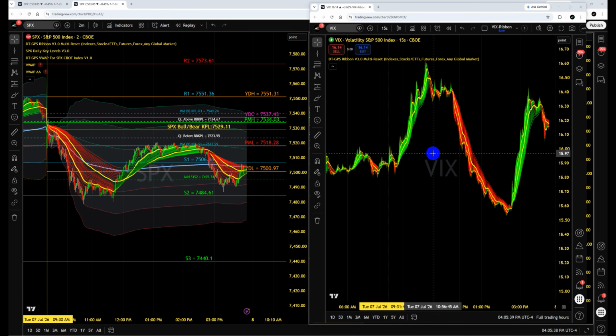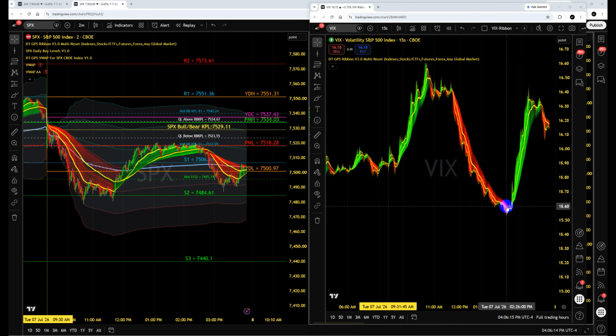The more information that you can get without being too confusing. So I like to leave it to the ribbon, VWAP, daily key levels V3.0 as far as the SPX chart, and then also having the VIX chart using the ribbon and having it on a lower time frame than I'm using on SPX. So in this case with a 2-minute, I'm going with the 15 seconds. So sometimes, you know, you'll get the whiplash effect because of the 15 seconds.